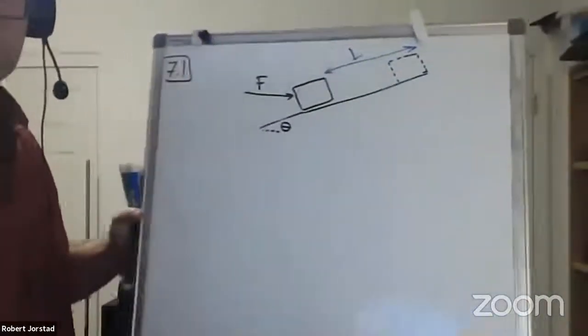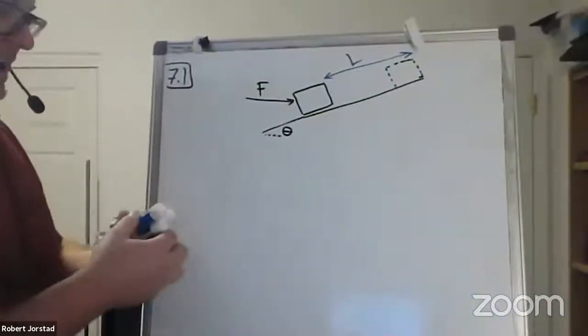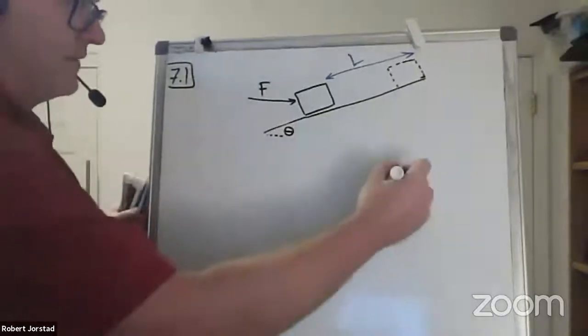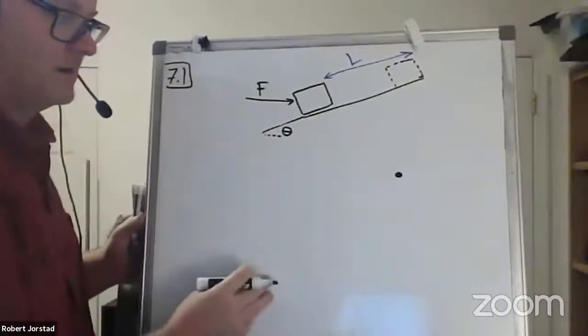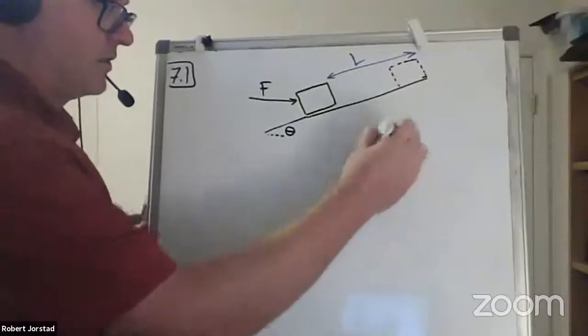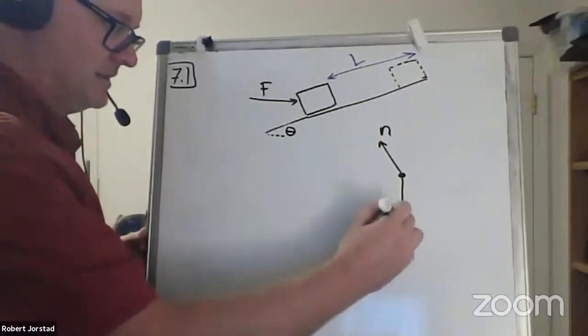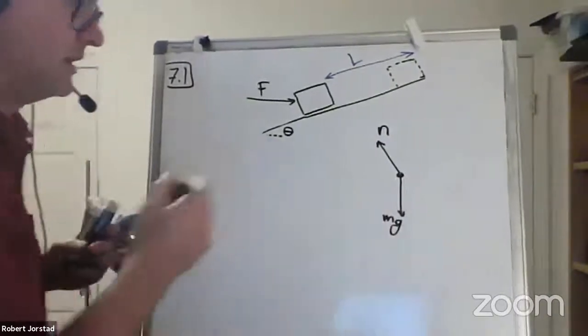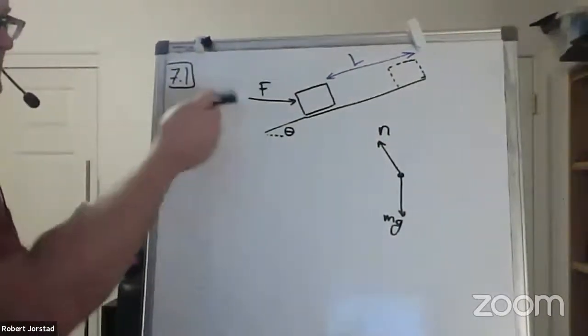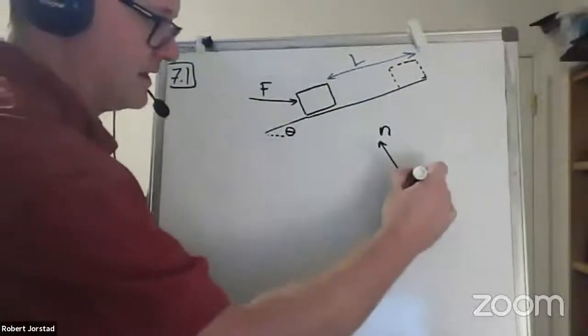Okay, so we've got this picture right here. There's an FBD. Somebody shout out one force on this object. Normal force. Which way is that? Perpendicular to the slope. Yep, got it. What else? How about mg? I'll do the easy one. Well, I guess there's this one. What else do we have? Anything else?